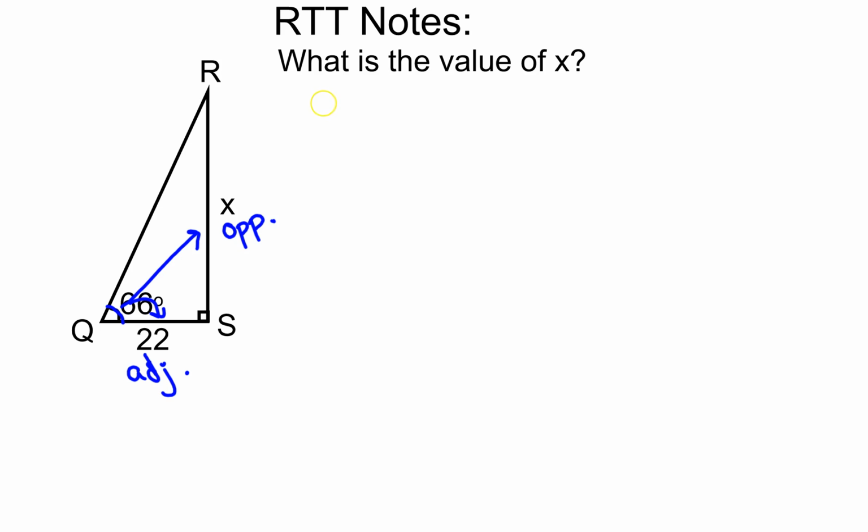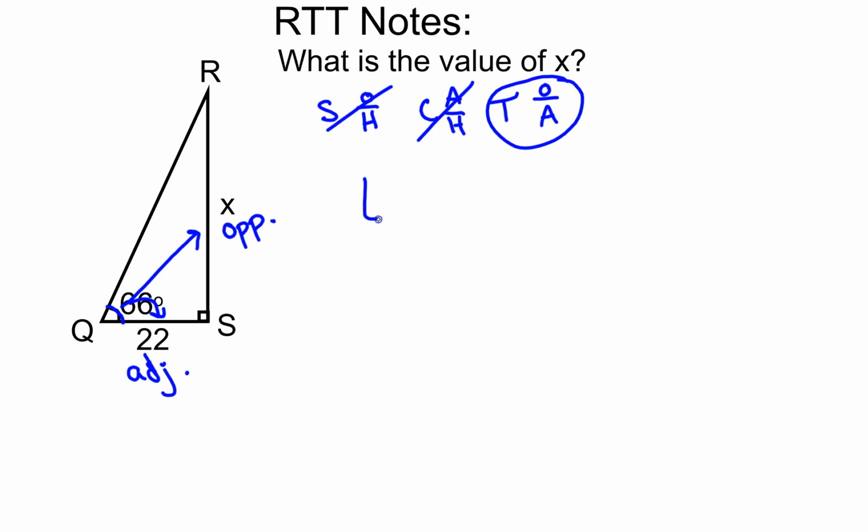So now I need to look at my trig functions. Let's write them all out. So, SOH CAH TOA. And let's take a look. I need opposite and adjacent. So sine is opposite and hypotenuse, that won't work. Cosine's adjacent and hypotenuse, that's not what I need. Tangent is opposite and adjacent. Those are the 2 I have. That's the one I'm going to use.